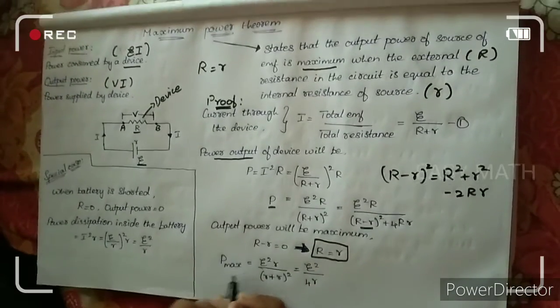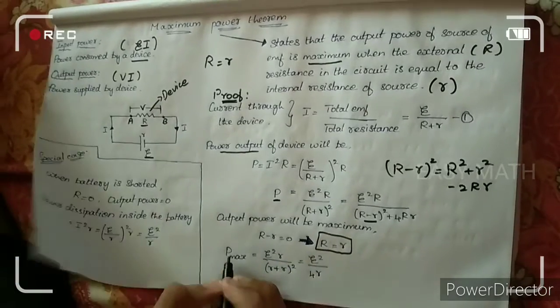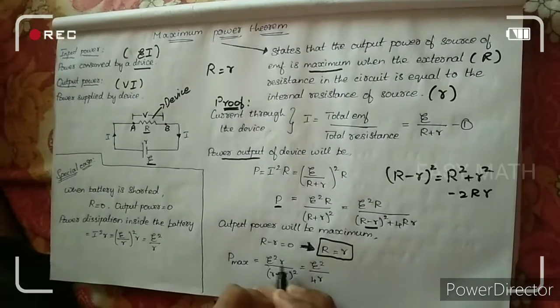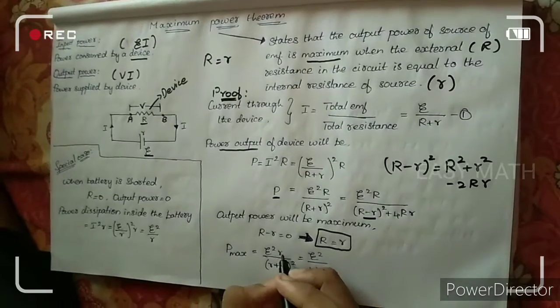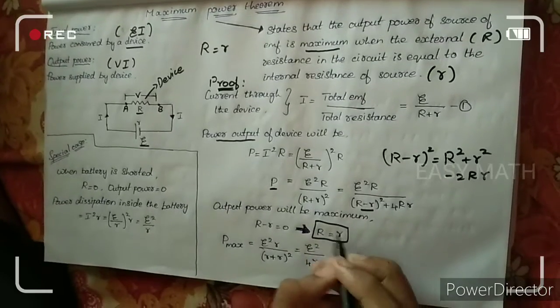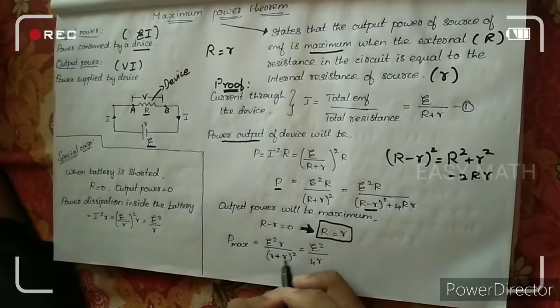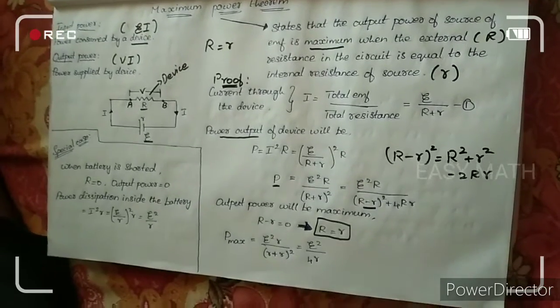So P max, that is output power, will be maximum. The formula of maximum output power is P max is equal to EMF square R by R plus r the whole square. We substitute capital R equal to small r, so EMF square r by r plus r the whole square, which is equal to EMF square by 4r.